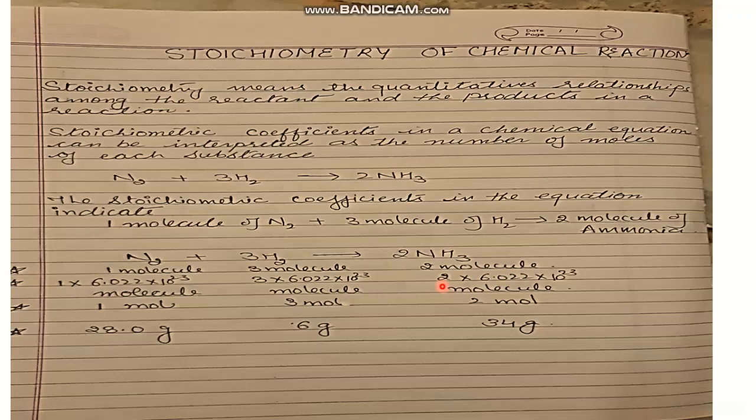And similarly, if I want to interpret it in the form of mass of the substance, it will be 28 grams of nitrogen reacts with 6 grams of hydrogen to give 34 grams of ammonia. This relation between the quantities of reactants and products is known as stoichiometry.